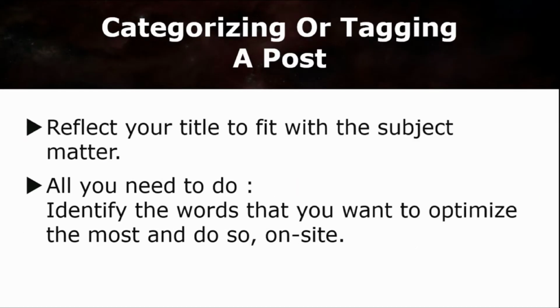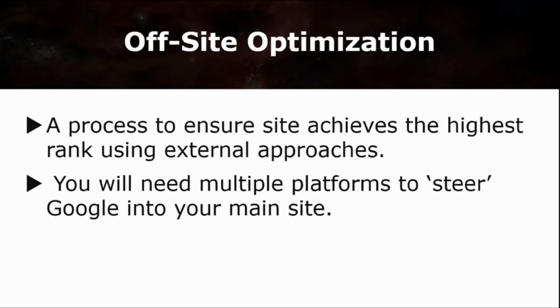Next is categorizing or tagging your post. When it comes to categorizing or tagging your post, you'll need to reflect your title to fit with that subject matter. This would ease the locating your site's process by Google. This is one of the basic formulas you could easily solve within your site. All you need to do is to identify the words you want to optimize the most and do so on site. Let's move on to the second agent, which is the off-site optimization.